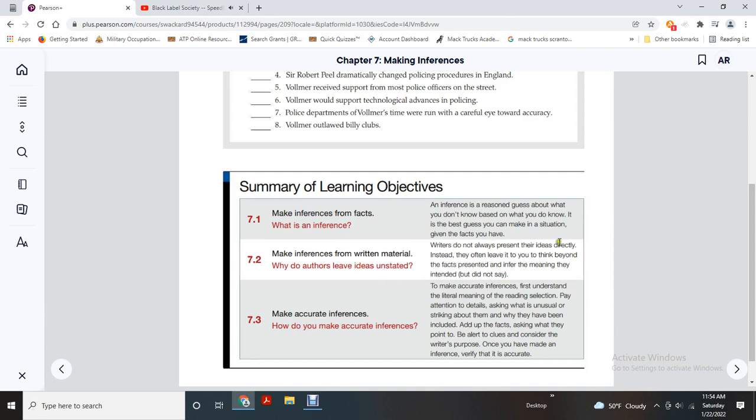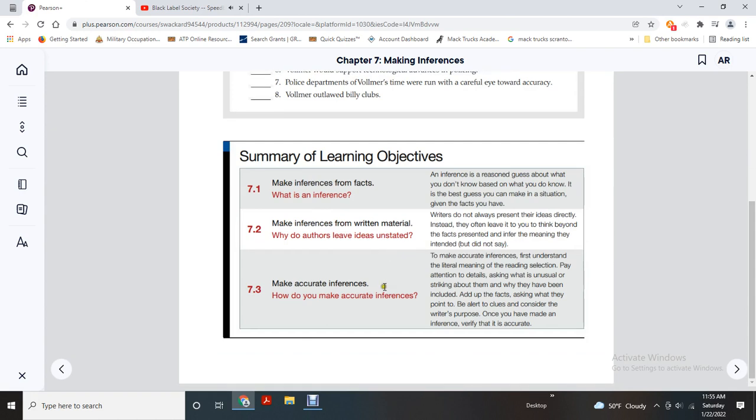Writers do not always present ideas directly; instead, they often leave them unstated. You think beyond the facts presented and infer the meaning the writer intended but did not say. How do you make accurate inferences? To make accurate inferences, first get the literal meaning of the reading selection, pay attention to the details, asking what is unusual or striking about them and why they have been included, add up facts, asking what they point to, be alert to clues, and consider the writer's purpose. Once you have made an inference, verify that it is accurate.